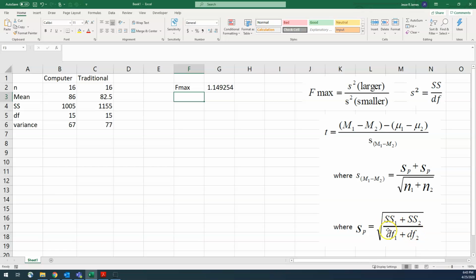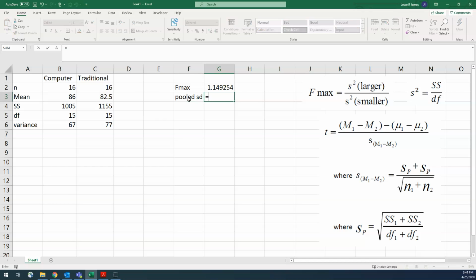So let's start here, since this will need to feed into this equation and this will need to feed into this equation. So starting here at the pooled standard deviation, we need to figure out the sum of squares of the first group plus the sum of squares of the second group. I'm just going to put up here, this is the pooled standard deviation.